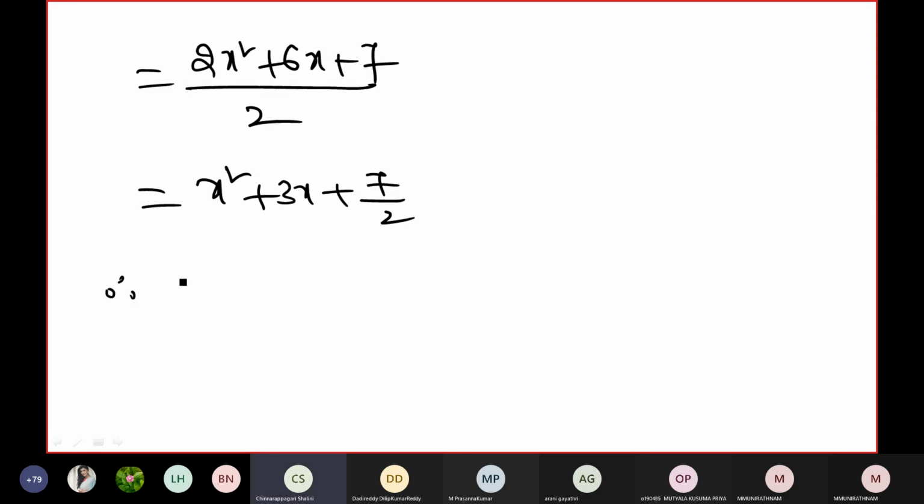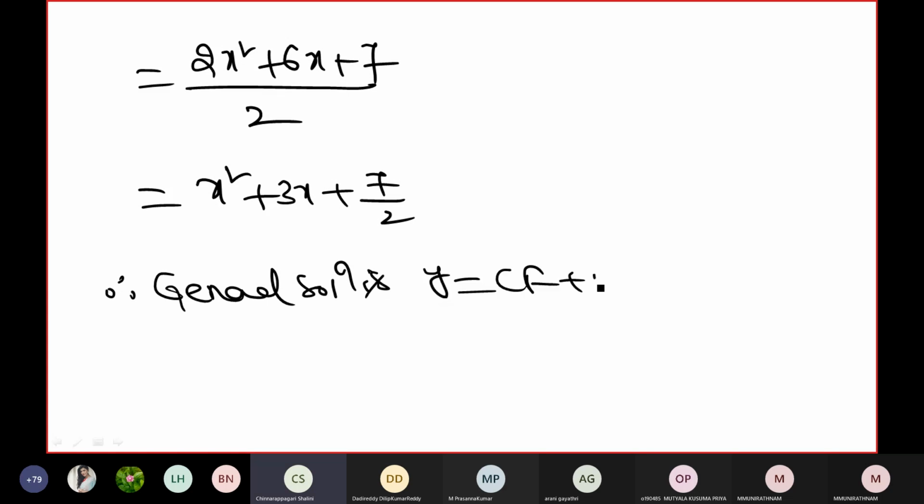So therefore the general solution is y equal to CF plus PI. Y equal to CF plus PI. Okay? So replace, and what is CF?